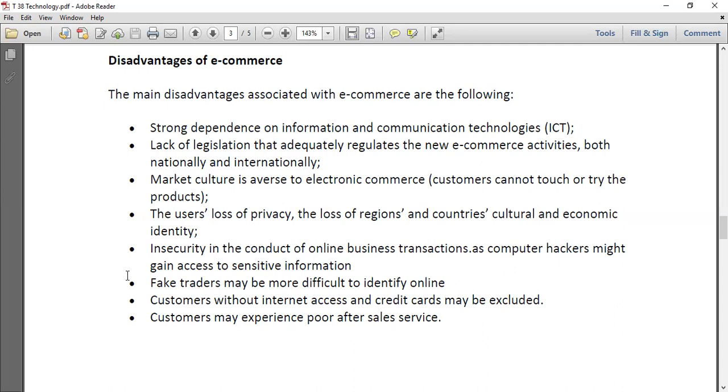And sometimes there are fake traders, who may be more difficult to identify online. There are genuine traders and fake traders. Therefore, people sometimes suffer many financial losses because of these fake traders. Customers without internet access and credit cards may be excluded.